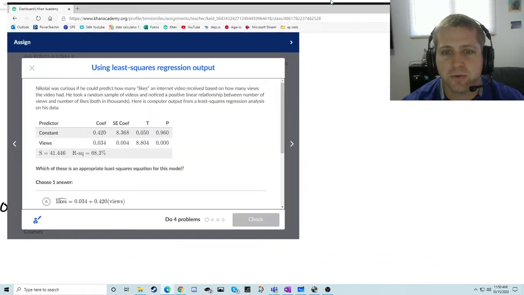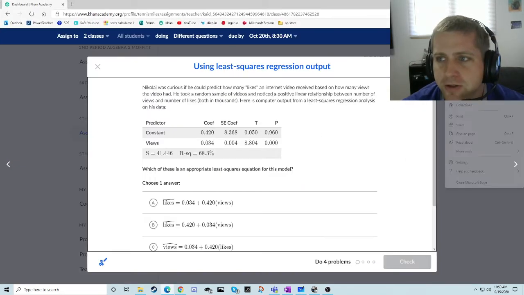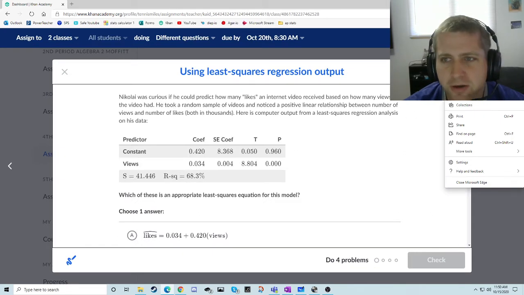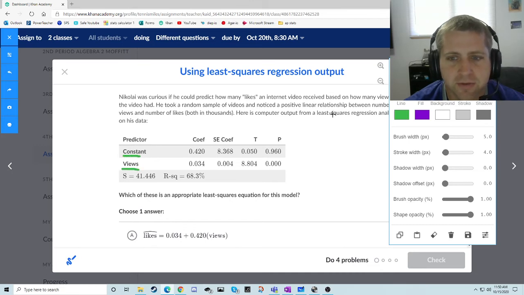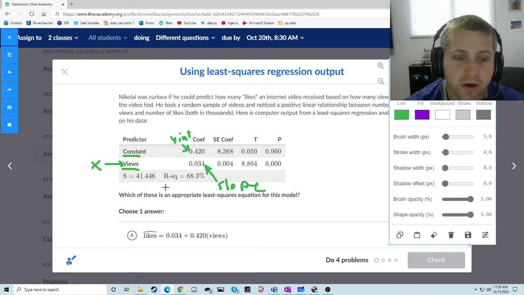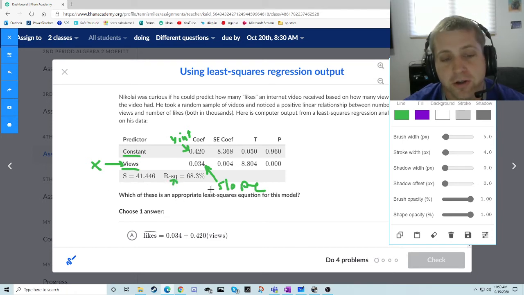It looks kind of crazy. I'll zoom in a smidge here. But what I see is constant and views. Views is one of the variables in here. So the constant is your y-intercept. I'll explain why in a second. This is your x variable, and this is your coefficient on x right here. That's the slope. Then you have R squared here. R squared is cool. If you want to find R, you can square root it.